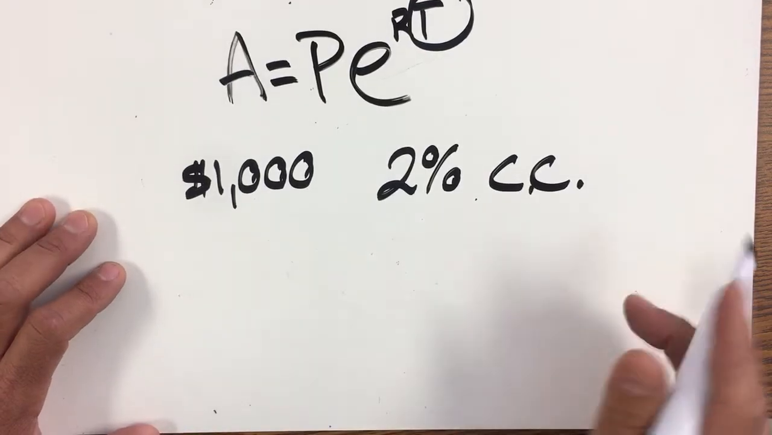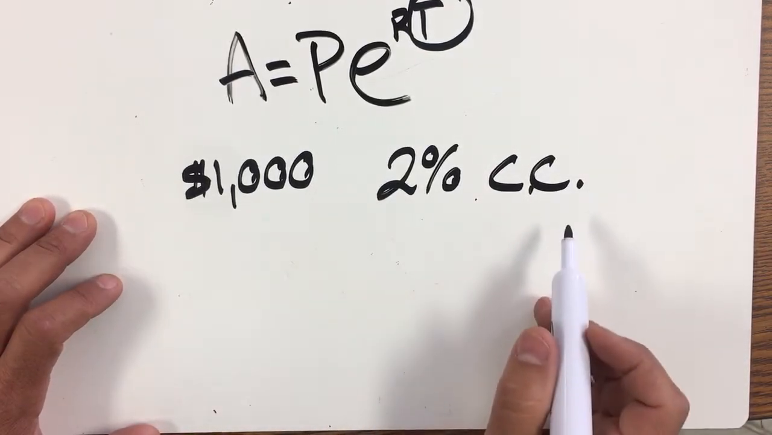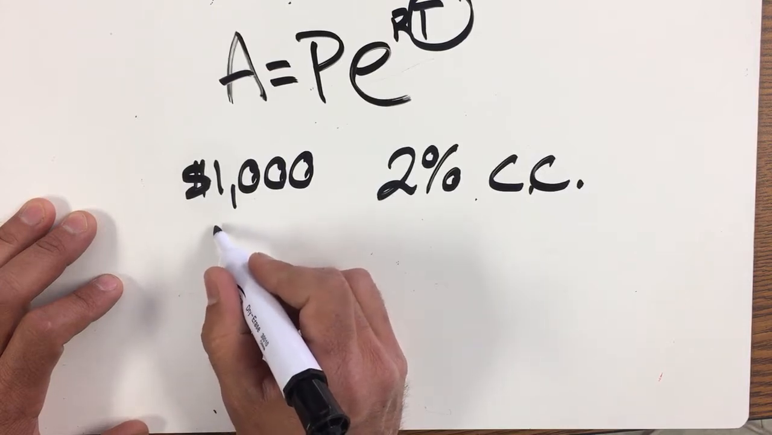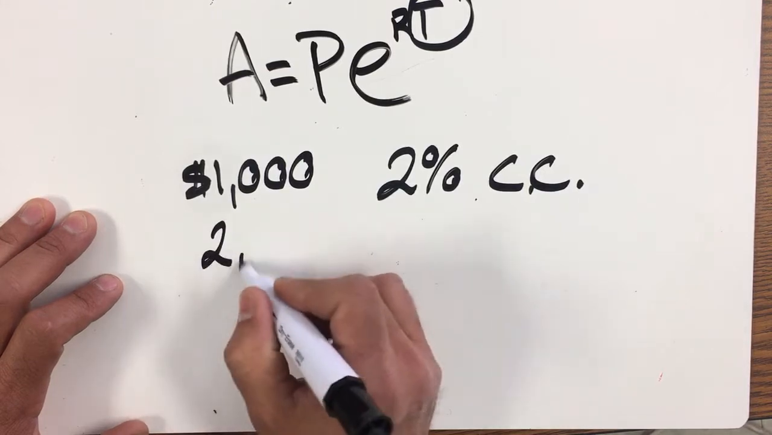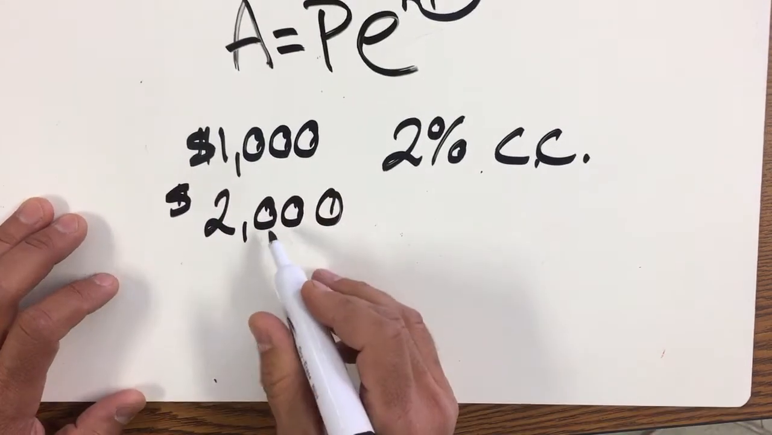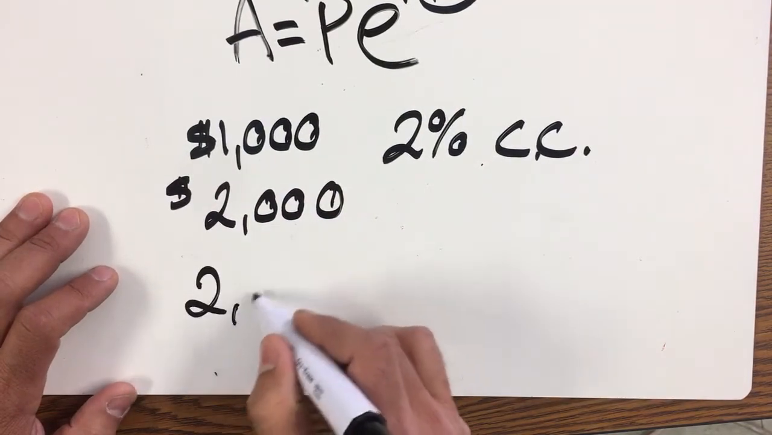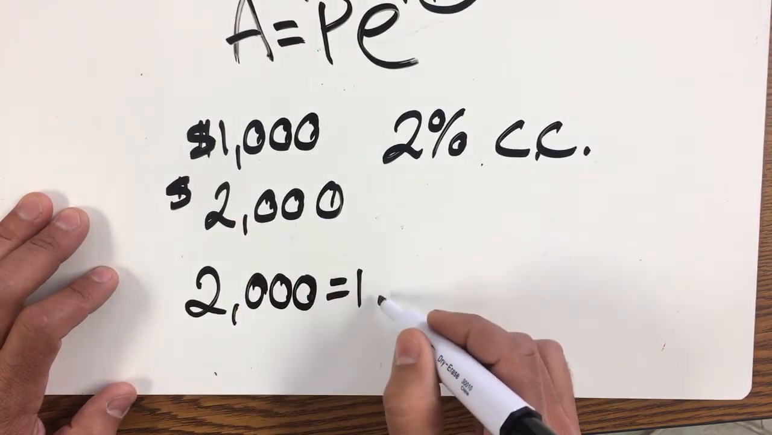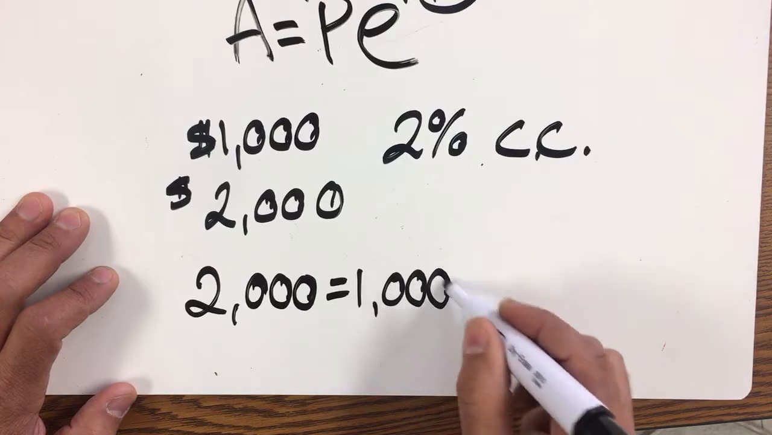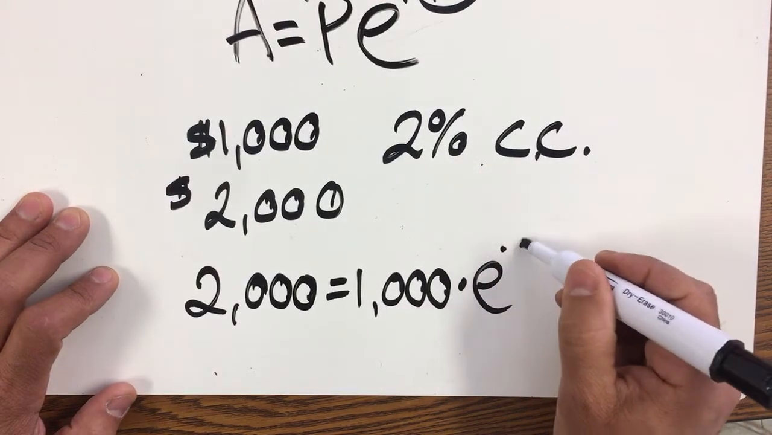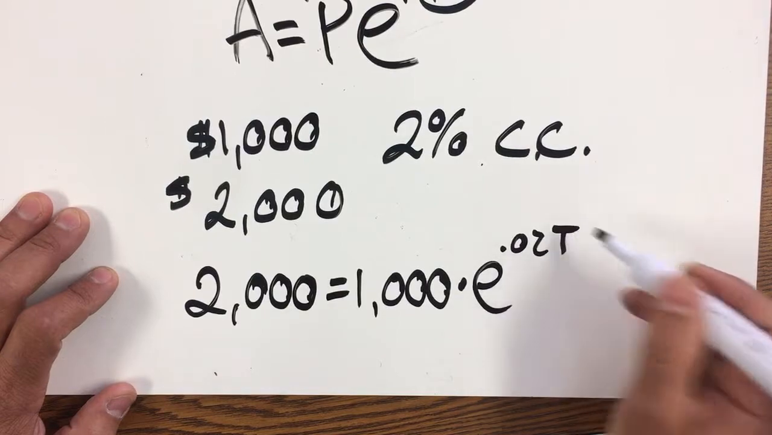And I want to figure out how long it's going to take to get $2,000, let's say. So how long for 2,000? So this is going to be the final amount. This is going to be the starting amount. e is just e. The rate is 0.02, and the time I don't know.